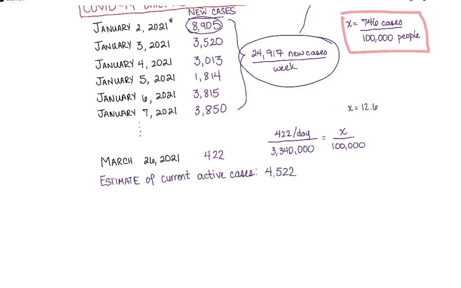Maybe they've already gotten tested like 5 days ago and they're recovering and they're in the convalescent period. Those would still all be considered active cases. And so that's a harder thing to get a good number on. But the estimate of current active cases in San Diego County right now is about 4,522. So if we use that number, we can estimate the prevalence.